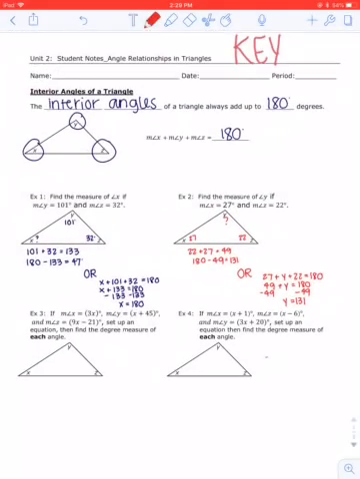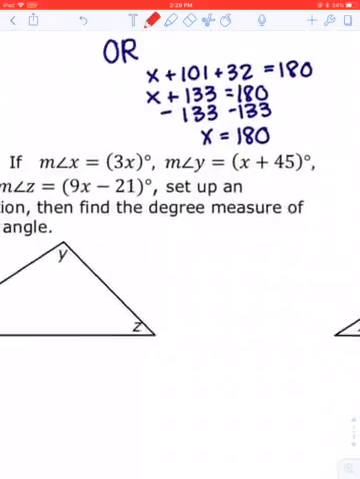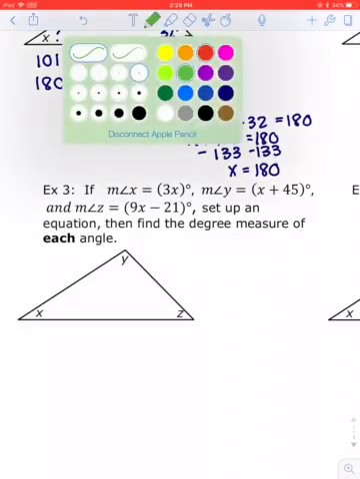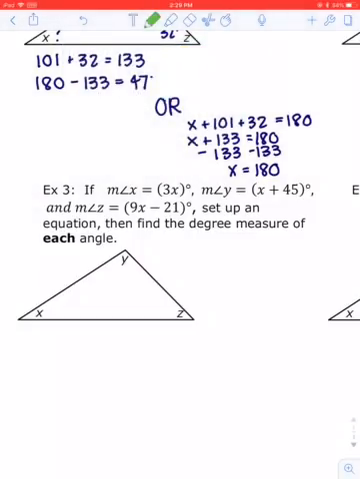So those are pretty basic questions. But what if you get a question like example 3? In this one, it brings in some variables for us. So the measure of angle x is 3x. The measure of angle y is x plus 45. Measure of angle z is 9x minus 21.